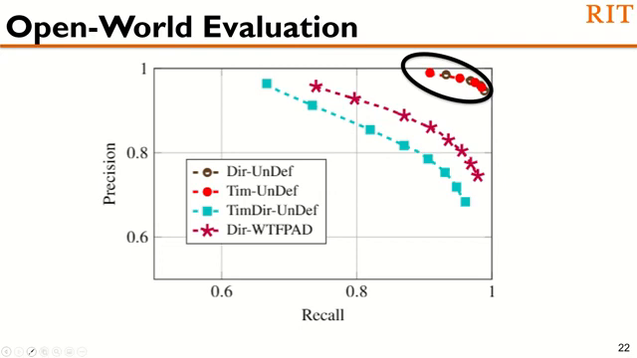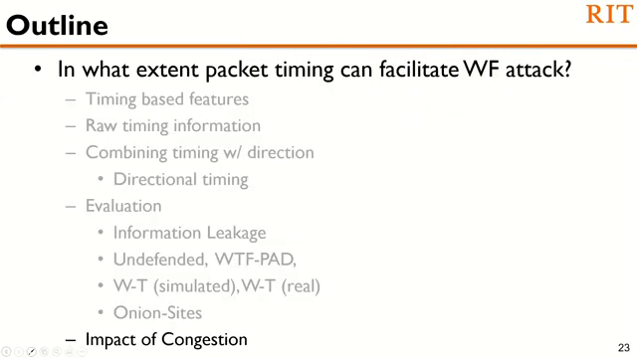For WTF-PAD, however, we do see a distinctive performance in the precision and recall curve between direction and directional timing. When tuned for precision, directional timing provides a slightly higher performance in the precision and 6% improvement in the recall. And when we tune for recall, we get 6% improvement in precision and slightly lower recall than the direction. We are reaching the end of the presentation.